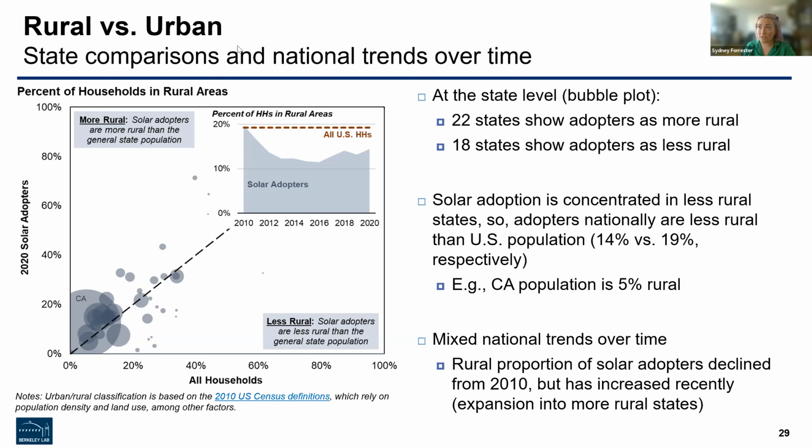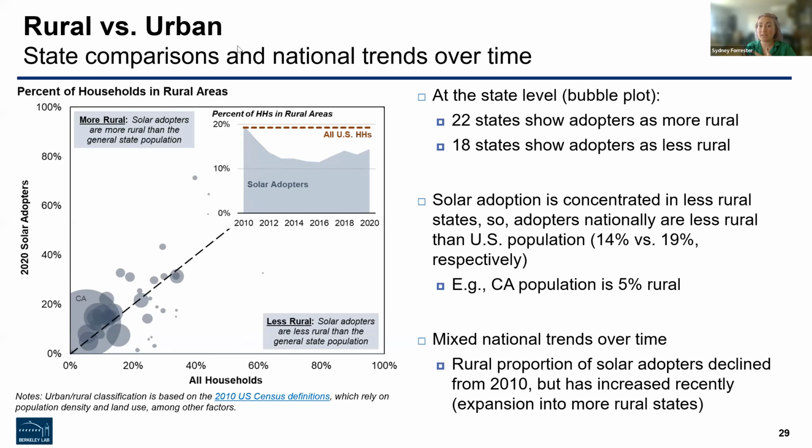But overall, solar adoption is concentrated in less rural states in the US. So that has a big impact on what it looks like compared to all of the US, which is that inlaid figure there. So we pulled out California again because it's around half of our data, but the California population in rural areas is 5% compared to the US overall at 19%.